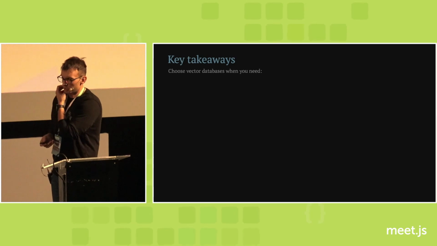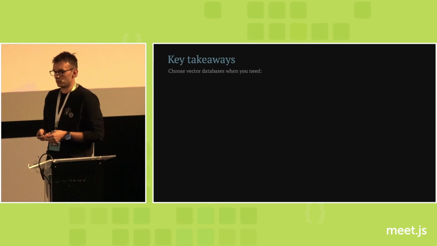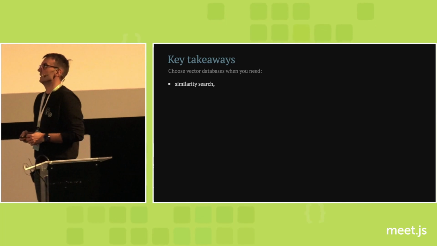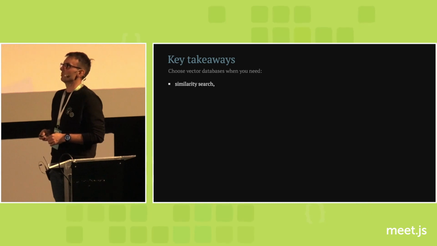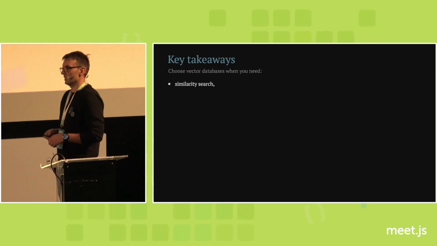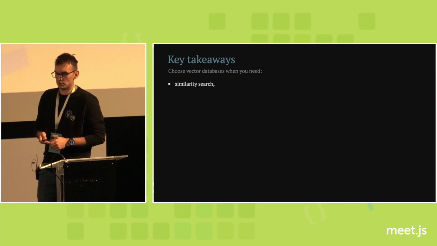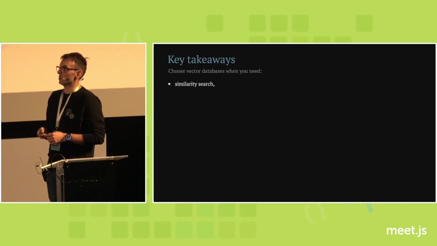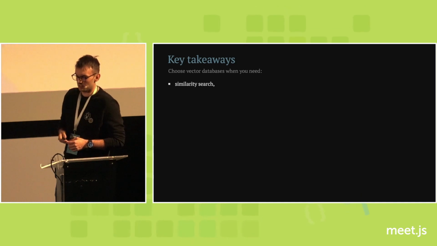So, some key takeaways. You should consider choosing a vector database when you need a similarity search, as you can see. You have to adapt the model, and that will be the best for you. You can always start with the ChatGPT models, GPT 3.5 or GPT 4.0, because they are general purpose, but there are different models also available, which could be more prepared for your use case.